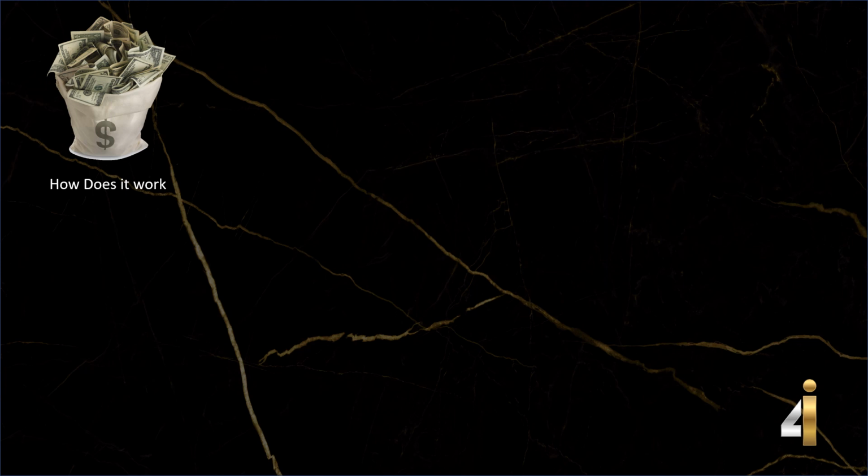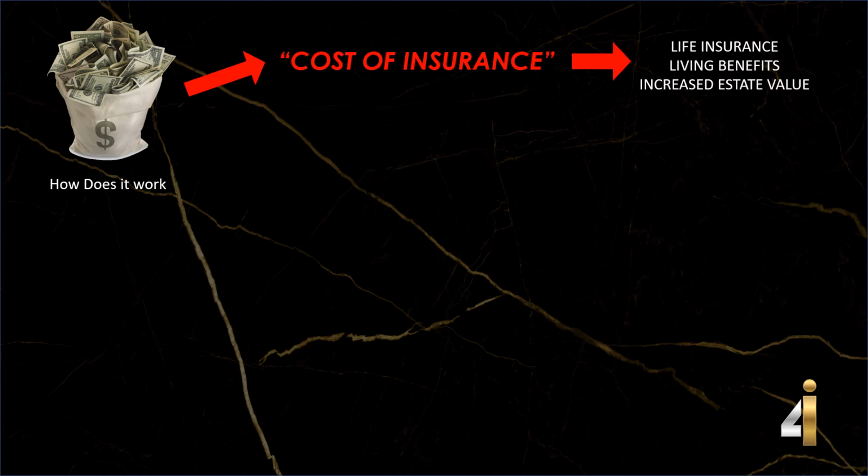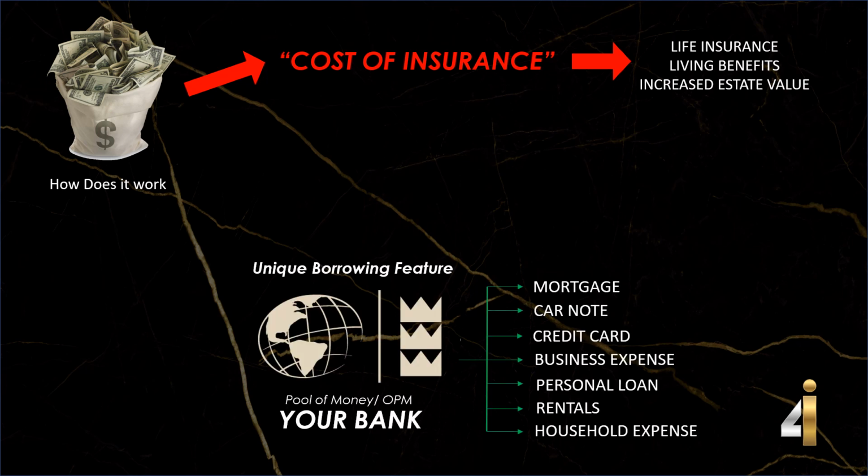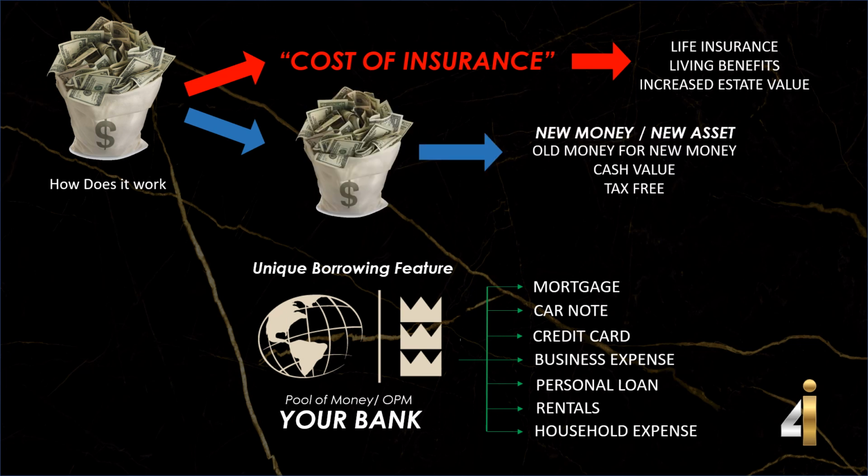So how does it work? So our money, we put it into the infinite banking concept. A part of it will pay for the cost of insurance, which will give you life insurance, living benefits, and automatically increase your estate value. Now, your expense money, instead of using that money, we will be using our unique borrowing feature. We will be borrowing money from the insurance company's asset to pay for your bills. Now, instead of your money being gone, it's actually now going to create new money for you, or a new asset in the form of a cash value that will grow tax-free.